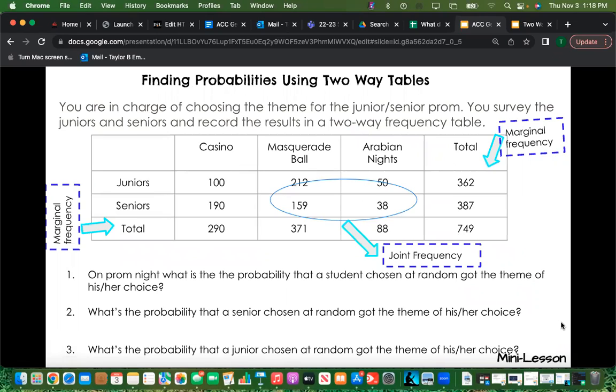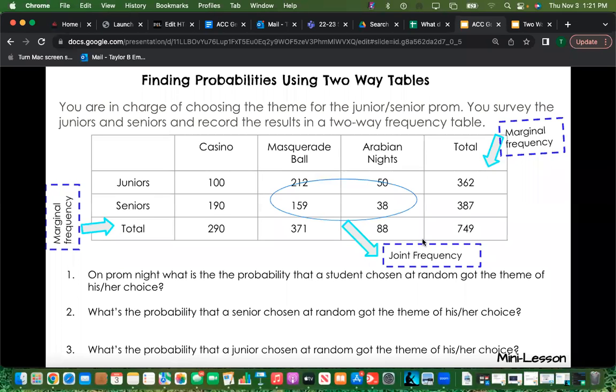Okay, there are two important vocab words that I need you to know. They're joint frequency and marginal frequency. Okay, so you're going to draw this on your paper and then write the words joint frequency and marginal frequency. Take a second, go ahead and write that down.